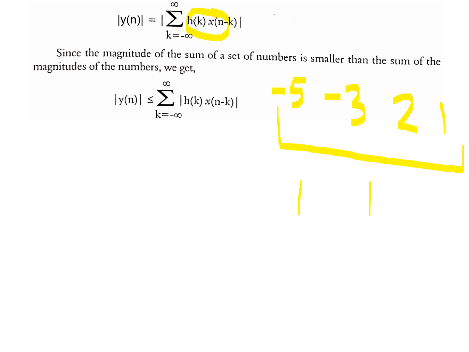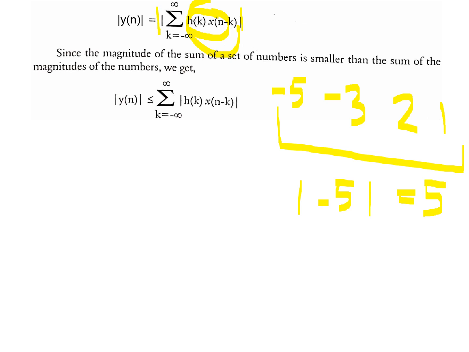Then take the magnitude. You'll get 5. The magnitude of -5 is 5, isn't it? Okay. Now when you add all the numbers, then take the magnitude, that is like this. In this expression, you're adding all the numbers, then taking the magnitude, isn't it?